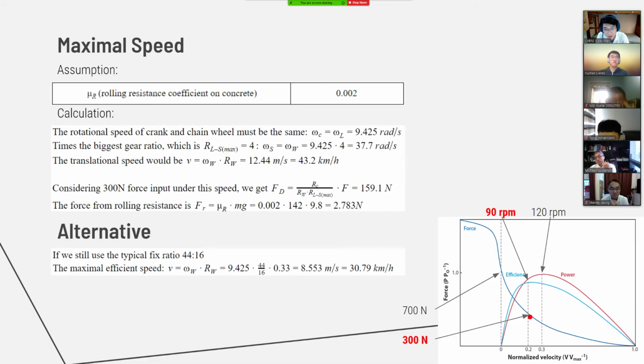And for the maximum speed, by assuming the operating point as the max efficiency point, I got 43.2 km per hour, which is very fast. Alternatively, if we use the fixed gear ratio, the maximum speed will be only 30.8 km per hour, which is not that bad, but still not good enough. Notice that even if we have maximum speed, we still have potential to go faster to overtake.